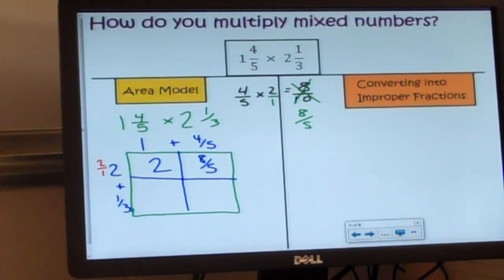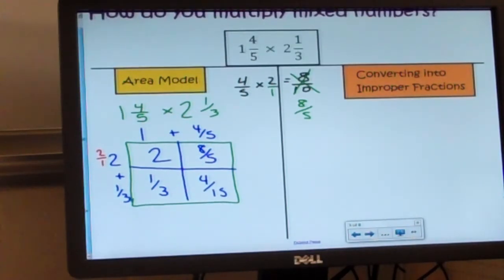What about this box here? What's 1 times 1/3? Anushka? 1/3. And over here, 4/5 times 1/3? Chris? 4/15. So we completed our area model.